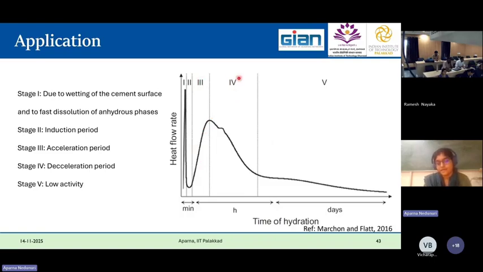And then you enter a deceleration period. Again, I reiterate that the reactions are happening, but the rate at which these reactions are happening is at a lower level. This small bump over here tells us the sulfate depletion peak. And then there is a slow reduction in your reactivity, or low activity of your entire system, taking place over here.